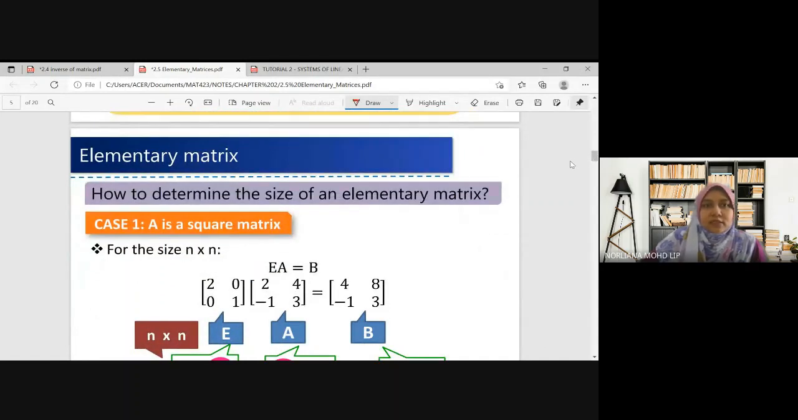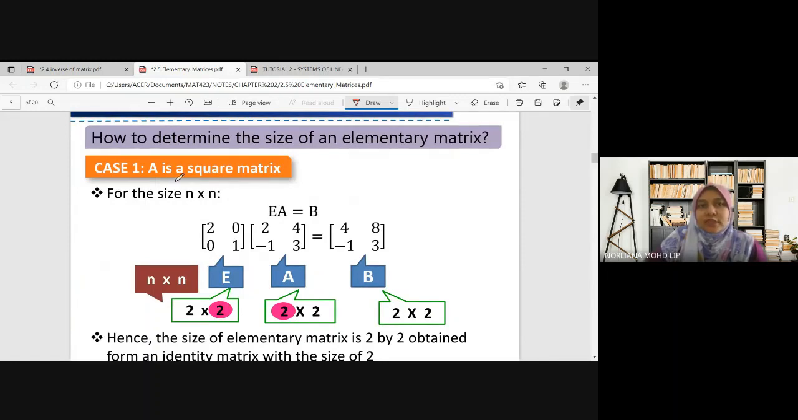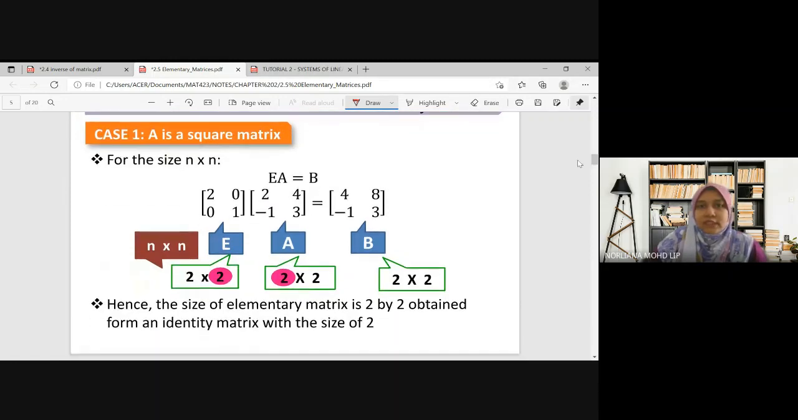Okay, next. How to determine the size of elementary matrix? Yang tadilah yang saya tunjuk contoh tadi kan. Case 1, if A is a square matrix. Square matrix tak ada masalah. Biasa kita gunakan je size yang sama. E times A equal to B. So, E is size 2 by 2 lah, macam saya tunjuk tadi, is equal to matrix size B 2 by 2.